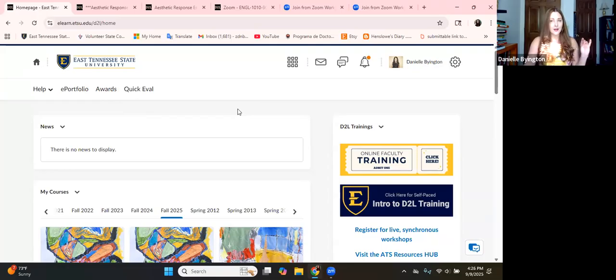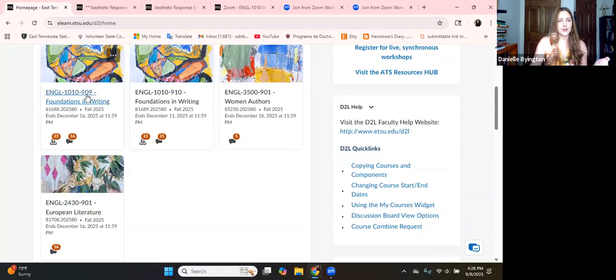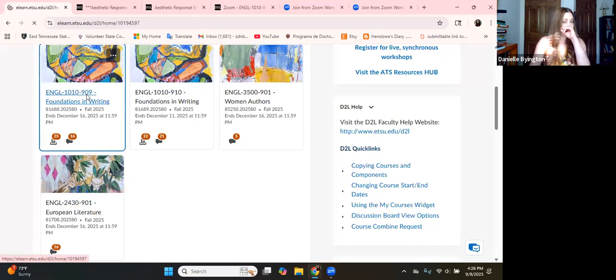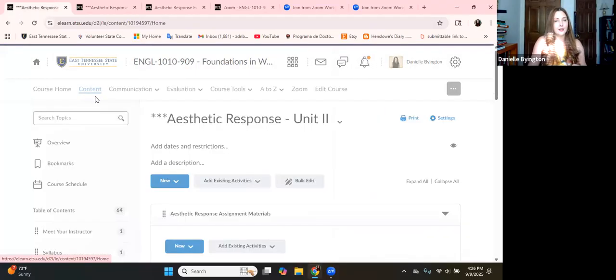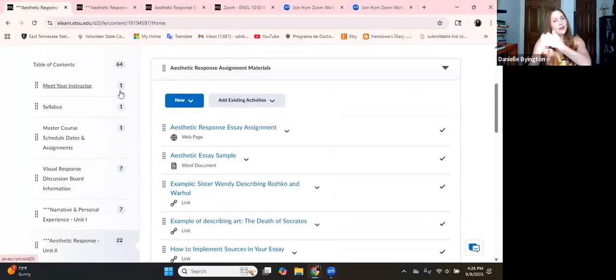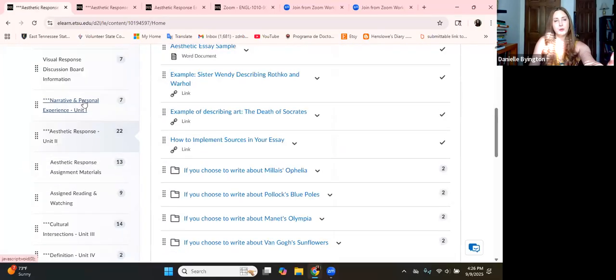Okay, so on this page, I'm just starting right here on my homepage. I'm going to use one of my sections of Composition 1 as an example. So just to kind of reorient you, we're going to click on Content. Remember, I have mentioned we have units here. So we just finished Unit 1 about the narrative response, narrative and personal experience.